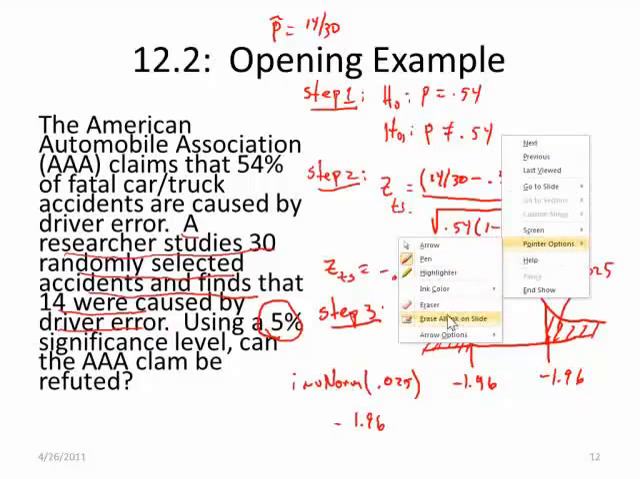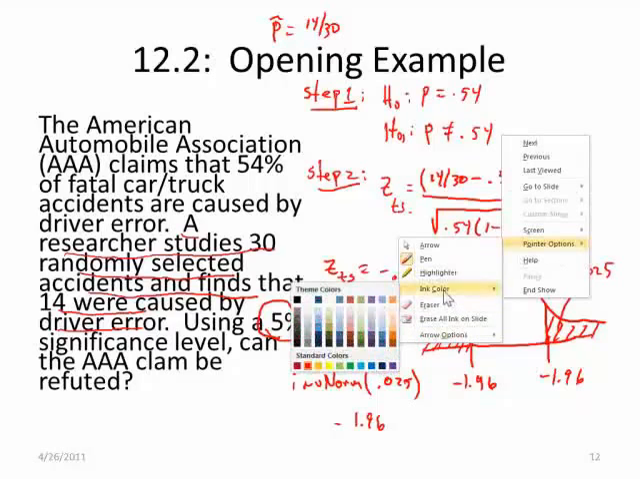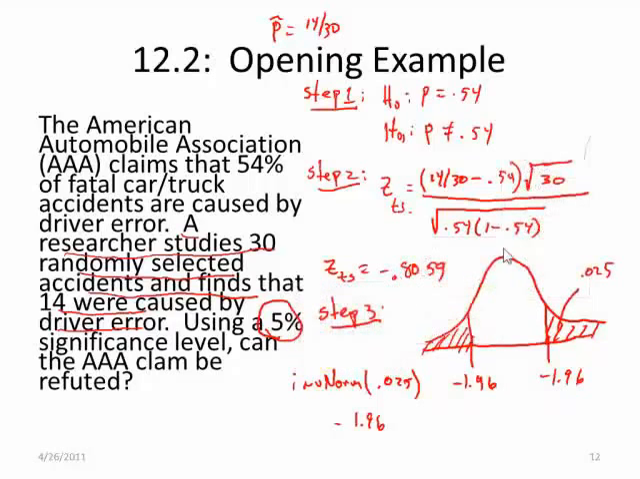So our test statistic, negative 0.81, remember, this is centered at 0. Our test statistic is right here. Hopefully, when I asked the question earlier, with our test statistic being so close to 0, we can see that we're going to fail to reject. So step 4, we fail to reject.